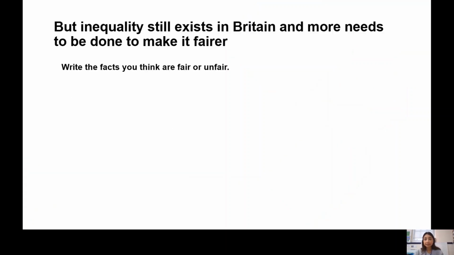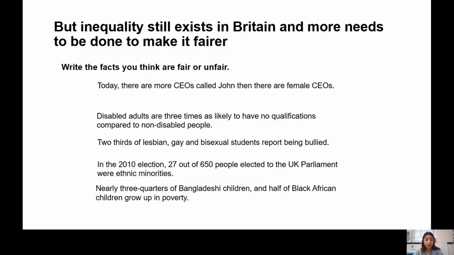But inequality still exists in Britain, and more needs to be done to make it fairer. So there are going to be some facts on the screen, and I'd just like you to number the facts 1 to, I believe there's 5 different facts, and you're just going to number them 1 to 5 and write next to them fair or unfair.